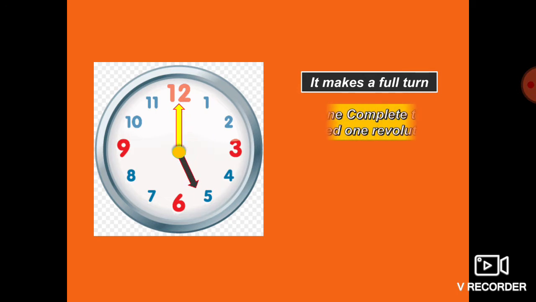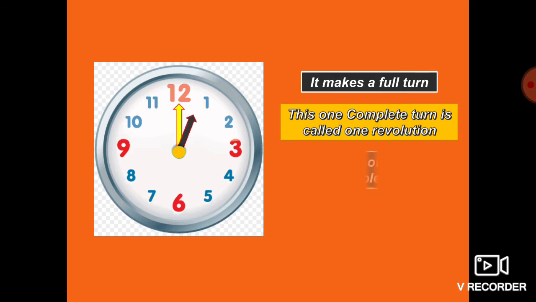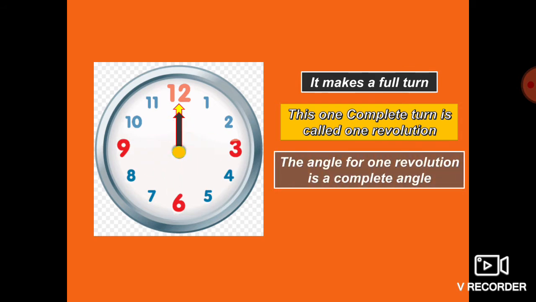Okay. Next, listen. The clock moves from 12 and reaches 12. That is, it takes a full turn, a complete turn. Starting from 12 and ending at 12, that means it makes a full turn. And this one complete turn is called one revolution. You remember this word revolution. And the angle for one revolution is called a complete angle.